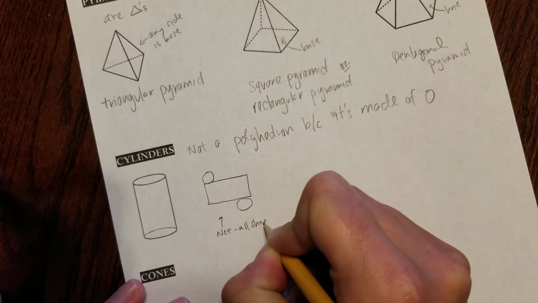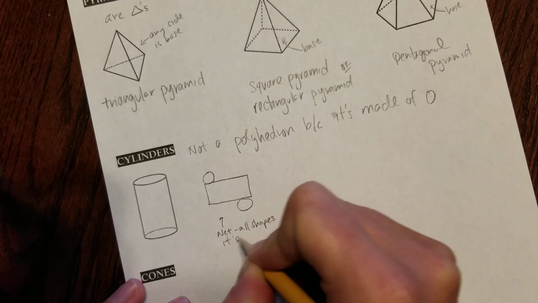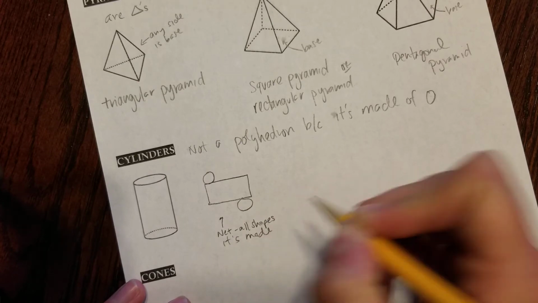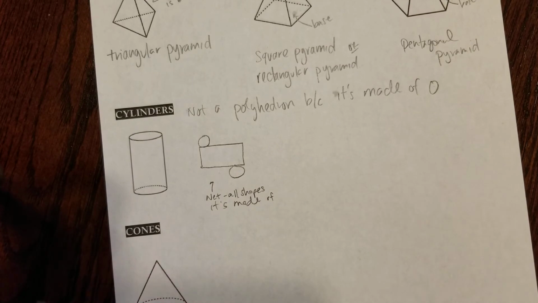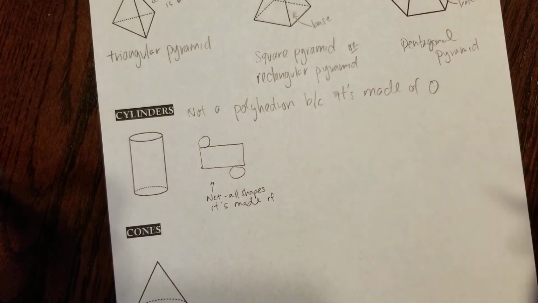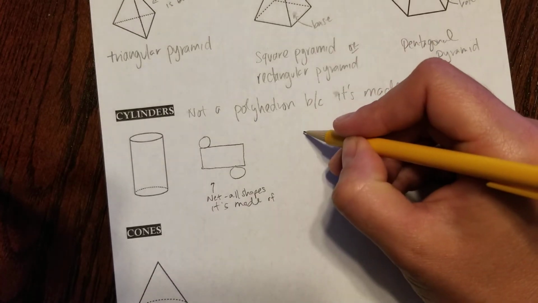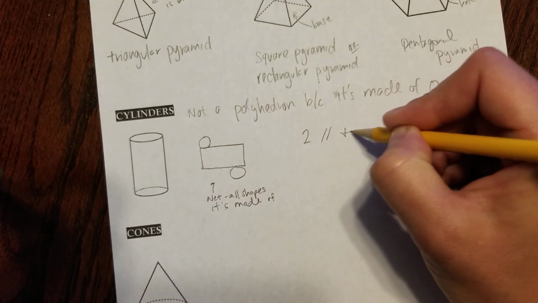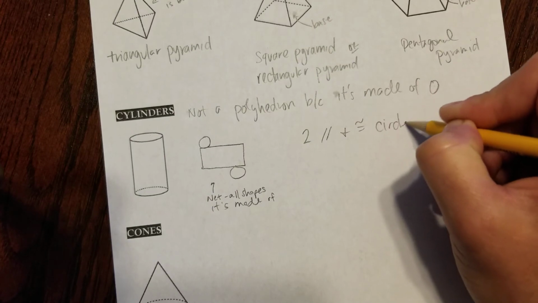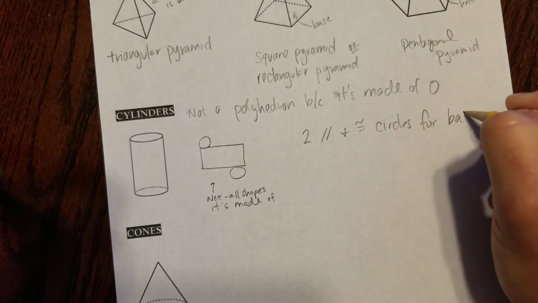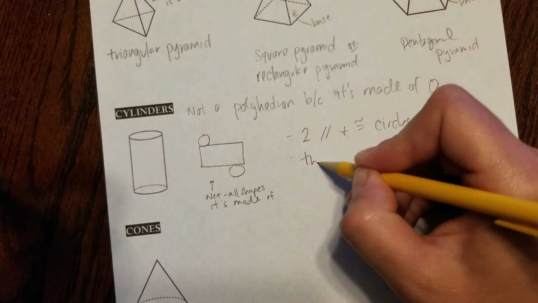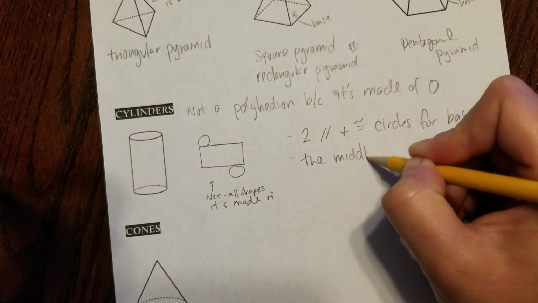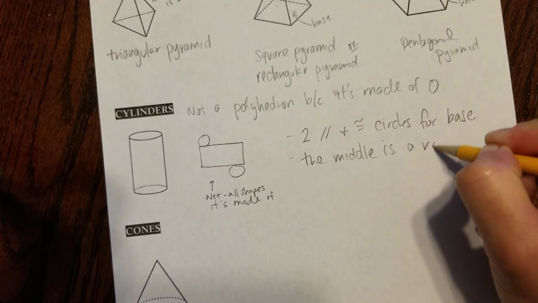A net is always connected. You don't draw all the shapes separately. In a cylinder, it's actually a lot like a prism. It's just curved. So it's going to have two parallel and congruent circles for bases instead of polygons. And then the middle is a rolled up rectangle.